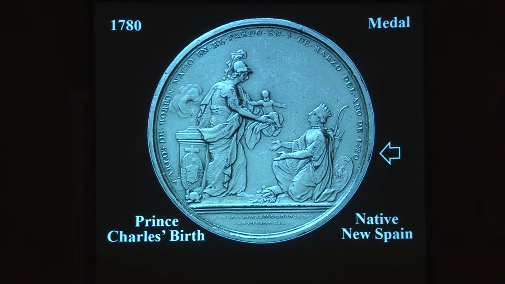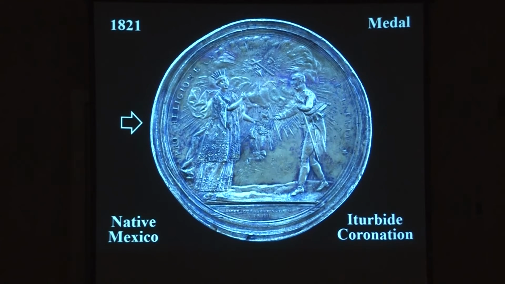And she's definitely in a subordinate position. She's on the right, which is a secondary position, and she's kneeling before the towering figure of Spain in front of her. So, dependency in the early versions before independence. Now let's flip to after independence. In fact, immediately after independence.